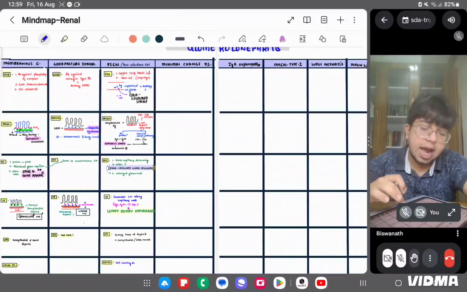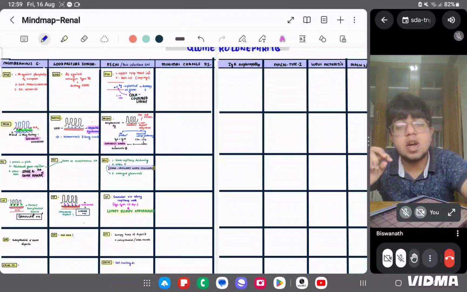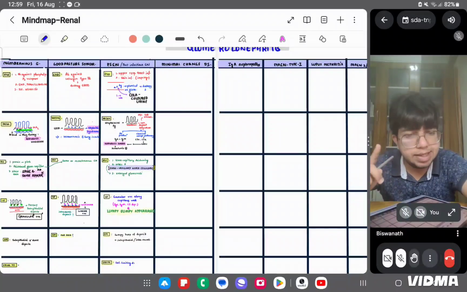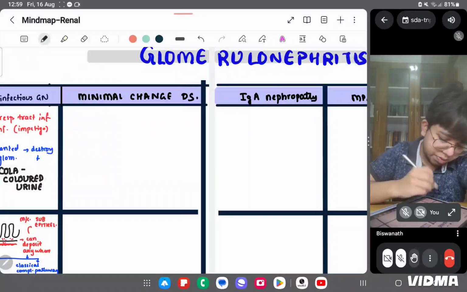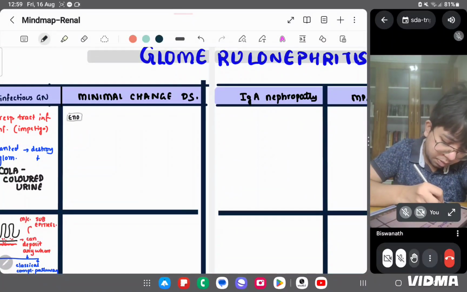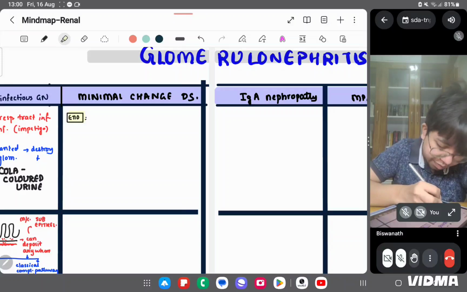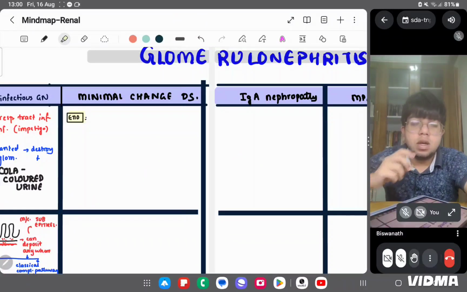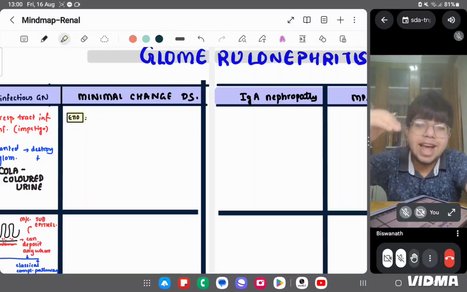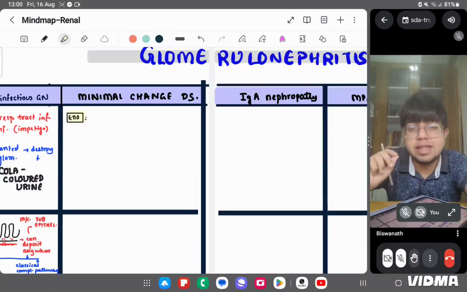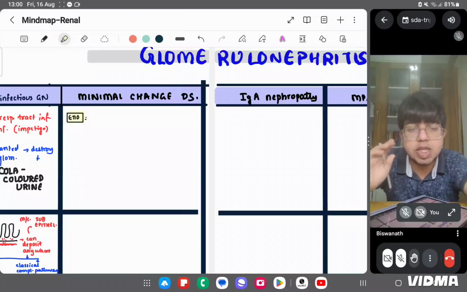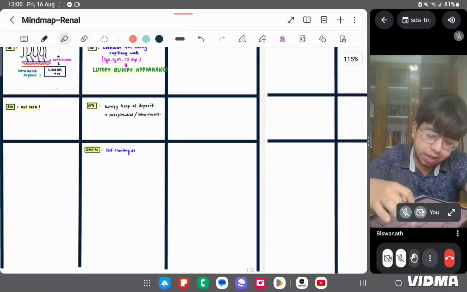Post-streptococcal glomerulonephritis, and then we'll move to another disease which is called minimal change disease. Okay. So talking about minimal change disease, the etiology. We can have a variety of etiologies associated with this condition, but minimal change disease has a number of very special points associated with this disorder.